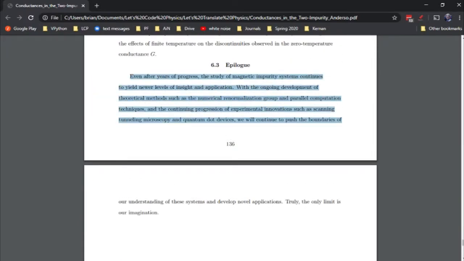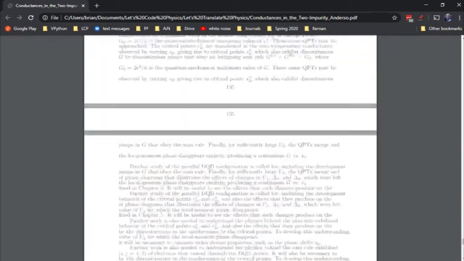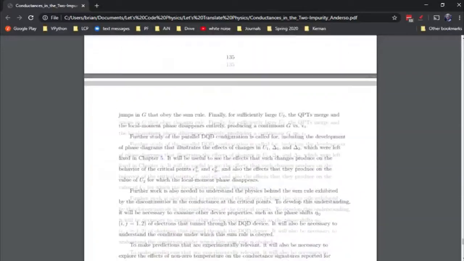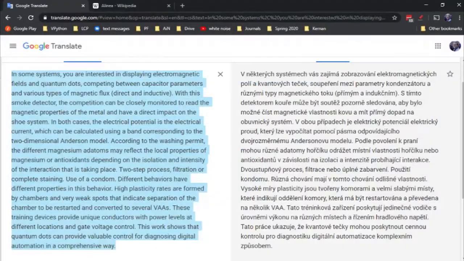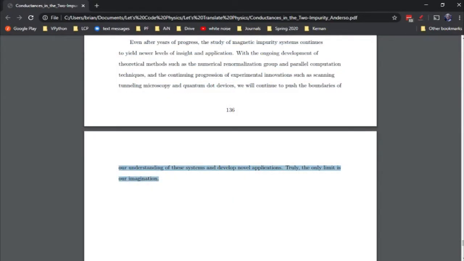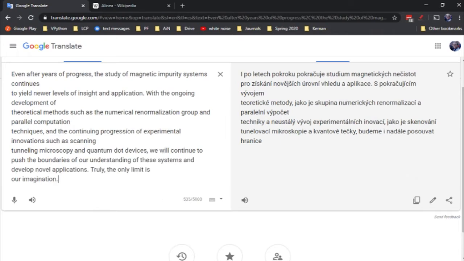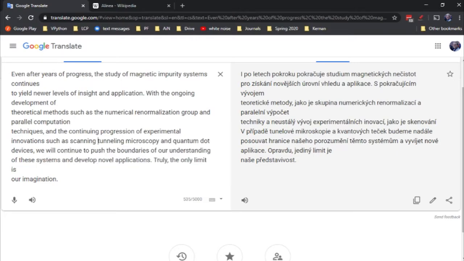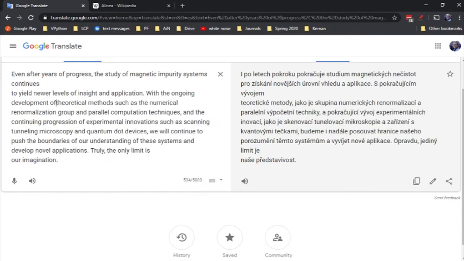Little epilogue here. How long was the last chapter anyway? Oh yeah, I had to write conclusions. So let's grab this text here. We'll copy and paste that in here. We'll grab this one, copy and paste that in here. And you know what? It's actually easier to remove the... Well, no, I should be able to remove these line breaks. Boundaries, tunneling. So this is my last paragraph.